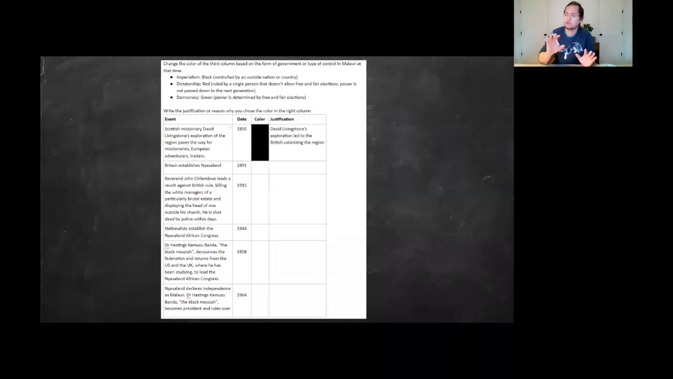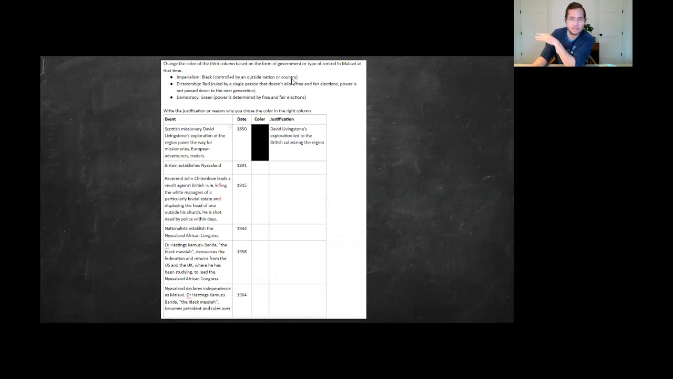So for me, what I did, and I don't know if it's done on yours, if not, change the color. I changed the color of this cell to black. And I put my justification: David Livingstone's exploration led to the British colonizing the region. That is modeling what you should do on your document. So for each event, you need to change the color of that third column to match what's going on up here.